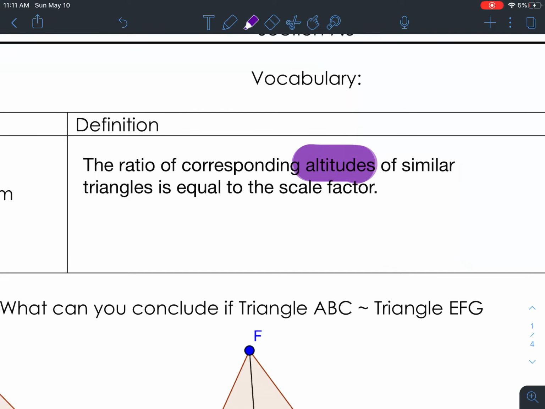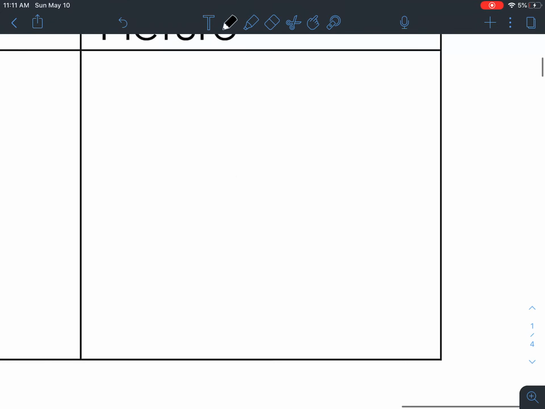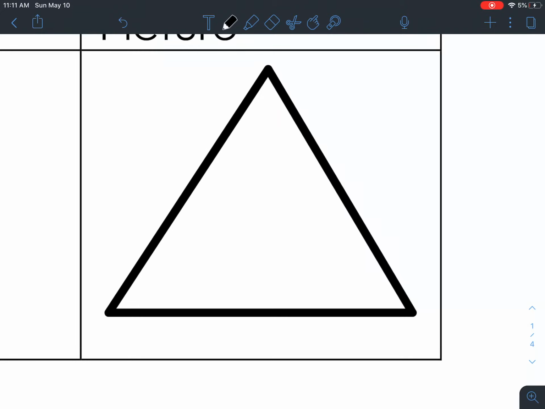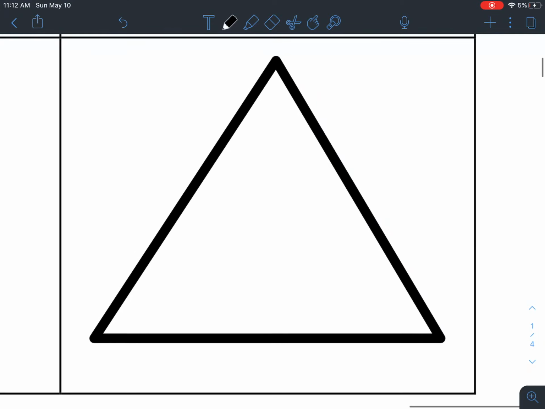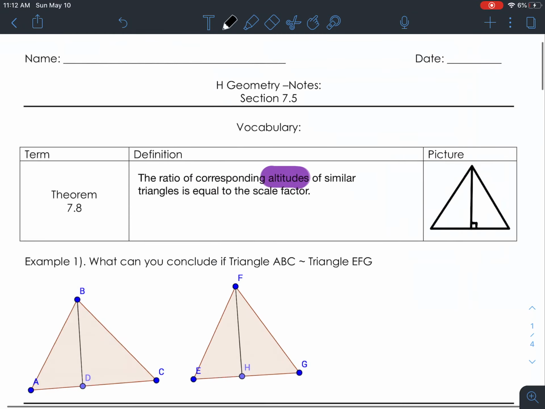Now, if we remember what an altitude is, and that's what I'm going to draw in this picture section, I'm going to draw just a regular triangle. If you remember, the altitude is the perpendicular segment connecting a vertex with the opposite side. So this perpendicular segment right here is my altitude.